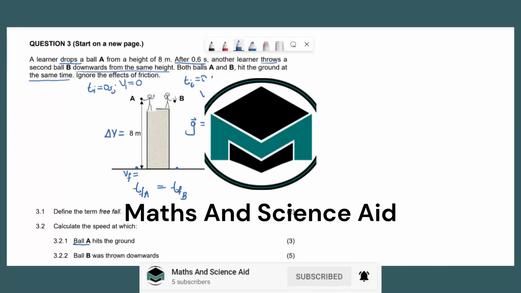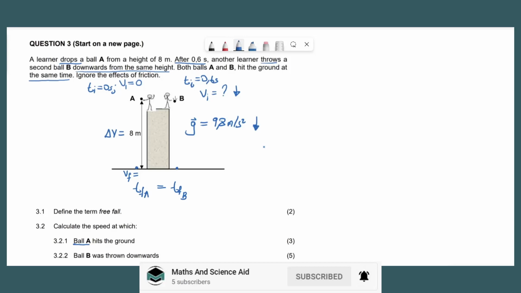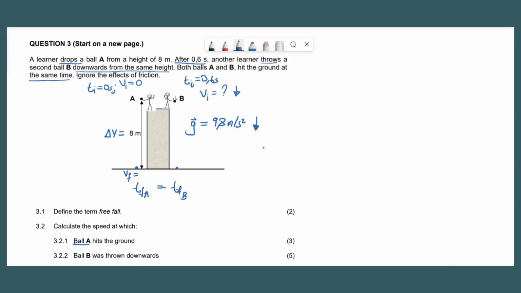And so in 3.2.1, we found that the speed at which ball A is going to hit the ground is actually 12.52 meters per second. And now in the next question, which is 3.2.2, they are asking us to calculate the speed at which ball B was thrown downwards.